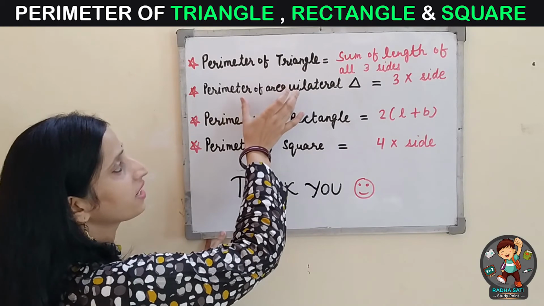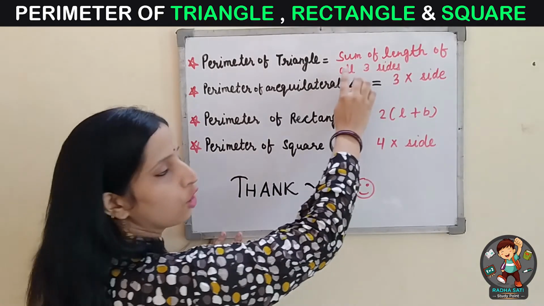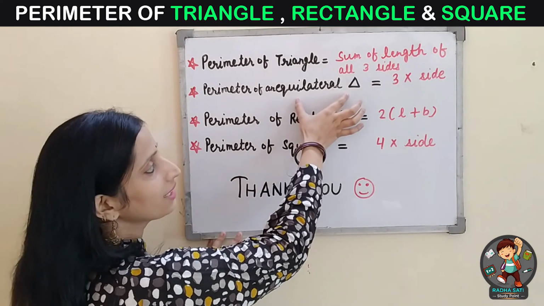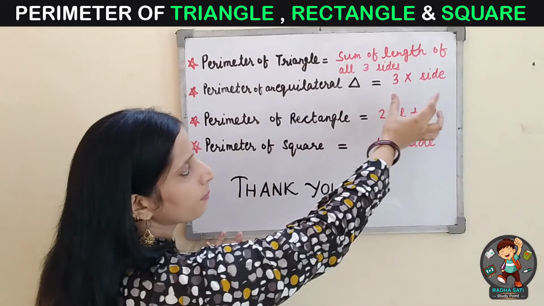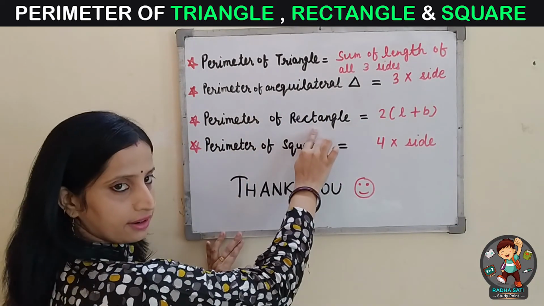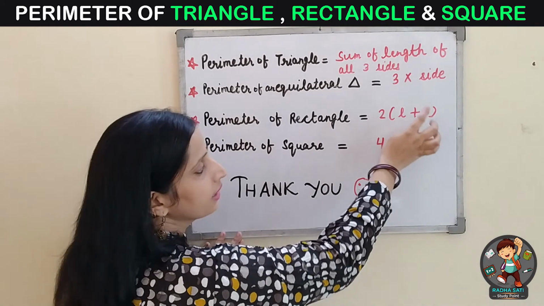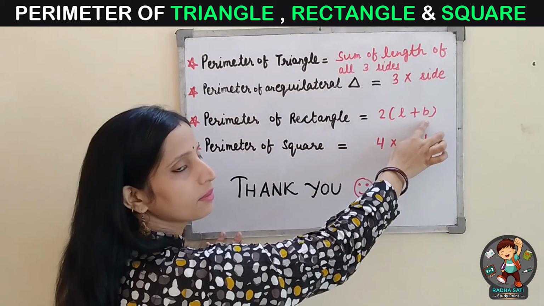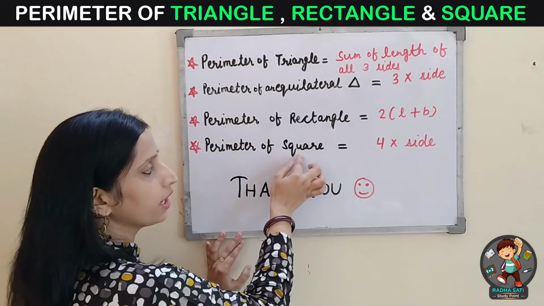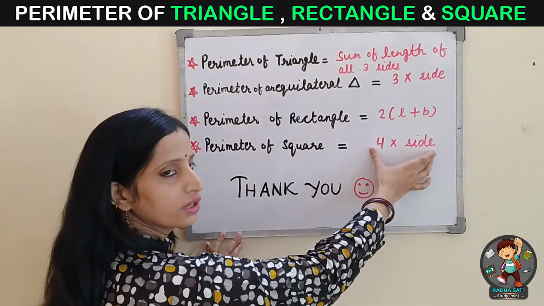So let's do a quick revision. The perimeter of triangle will be equal to the sum of the length of all three sides. Perimeter of an equilateral triangle, when all the three sides are equal, then the formula for perimeter will be 3 into side. The perimeter of rectangle will be 2 multiplied by (L plus B). Here L stands for length and B stands for breadth. And next, the perimeter of square. In square, we know that all the four sides are equal. So the perimeter of square will be equal to 4 into side.